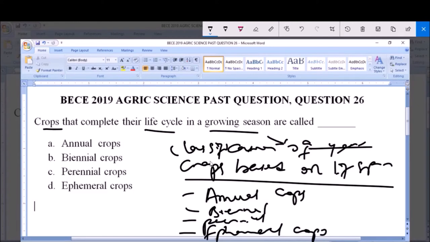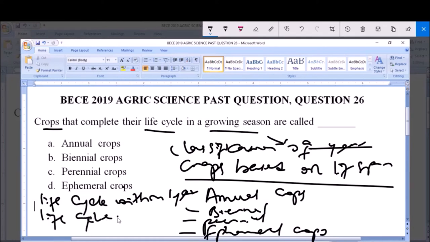Now A here says annual crops. Annual crops are simply crops that complete their life cycle within 1 year. This means they germinate, grow to maturity, produce flowers, seeds, and then die within a year. That's why we call them annual crops. Now B here says biennial crops, and biennial crops complete their life cycle in 2 years. That is, it takes 2 years for them to germinate, grow, produce flowers, seed, and then die.